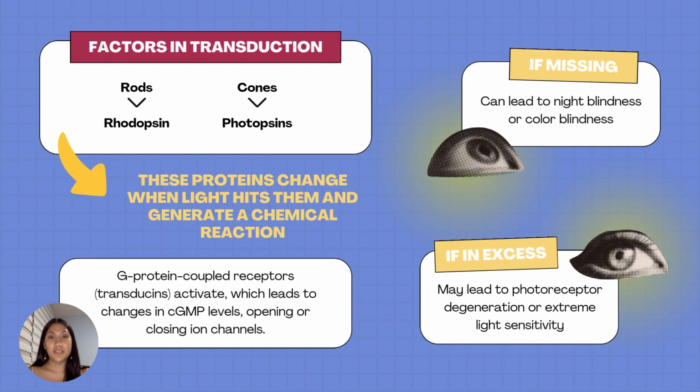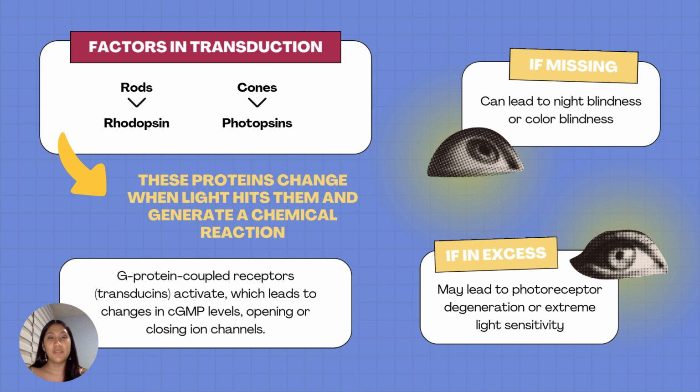Now let's talk about factors in transduction. Rods use a protein called rhodopsin and cones use one called photopsins. These proteins change when light hits them and generate a chemical reaction. Then, receptors called transducins are activated, which leads to changes in the cGMP levels, opening or closing ion channels.